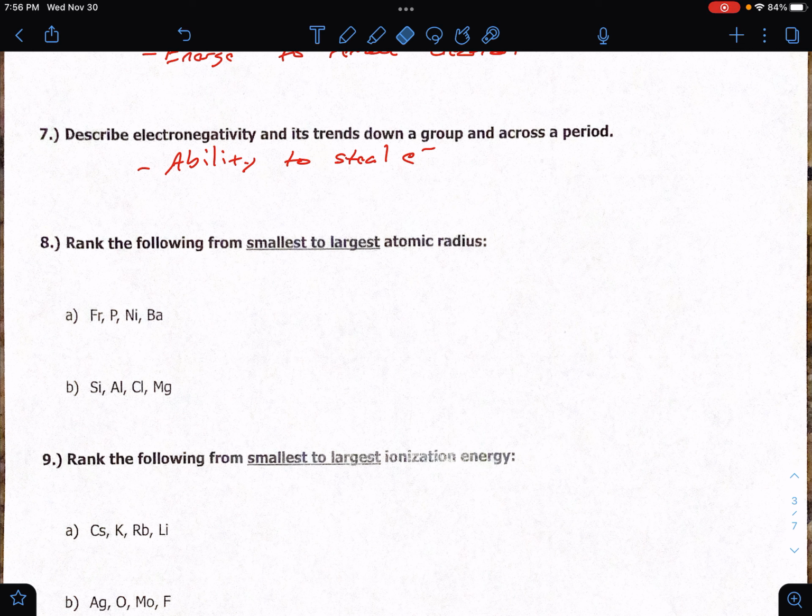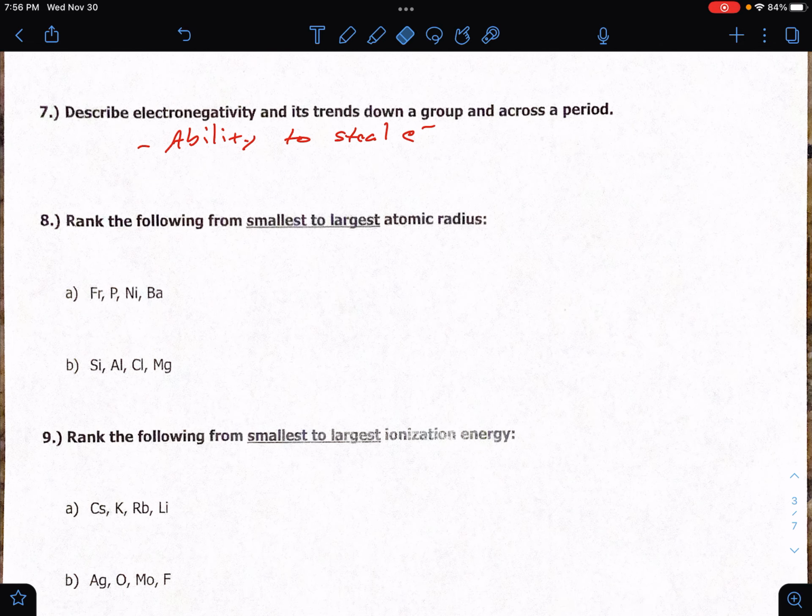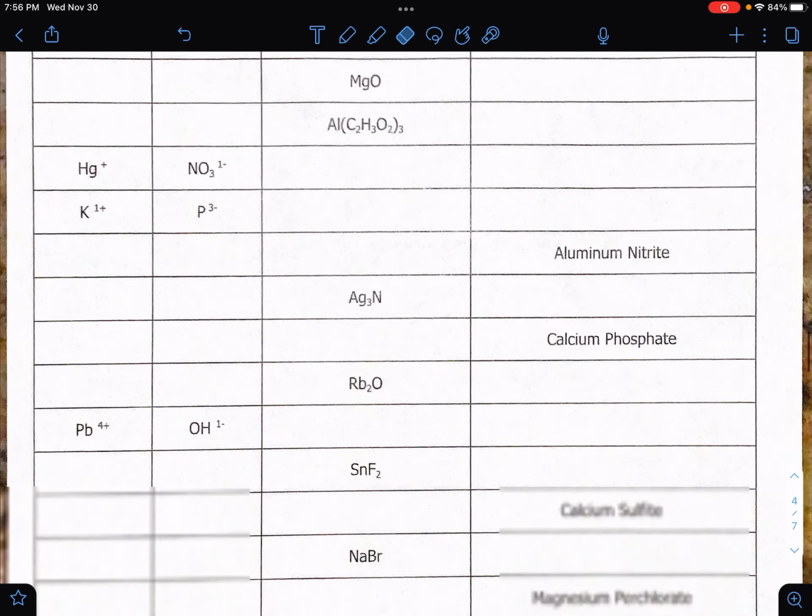So this one, I want to rank from smallest to largest atomic radius. So smallest to largest, so please be careful. Look for underlined and bolded things on the test because that can easily mess you up. So I'm going to go down here and circle what we have.